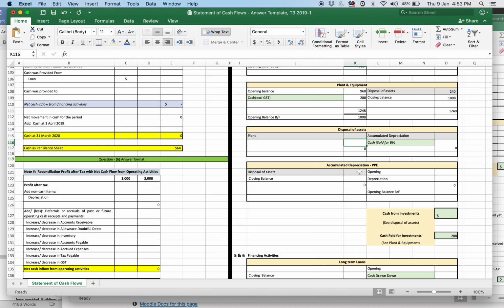Sorry, disposal of assets down here. So disposal of... wait a second. It is that one there. That is correct. Okay. Right, so in the disposal, and the other account was that.